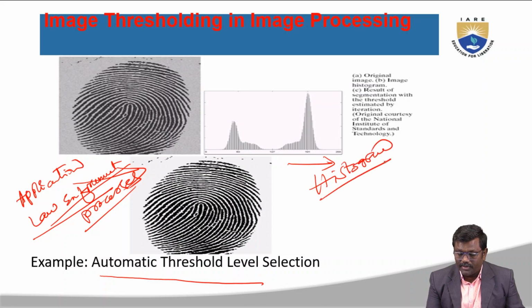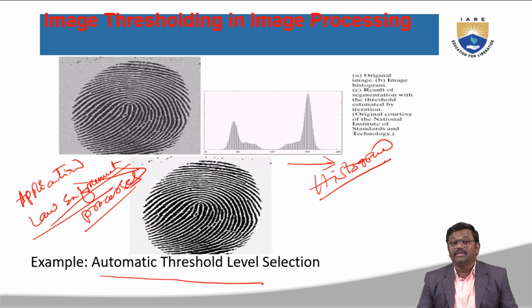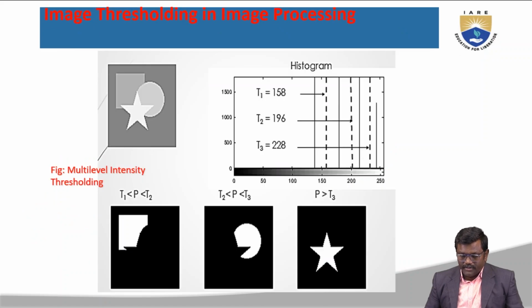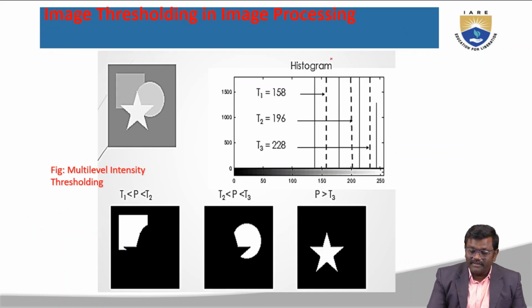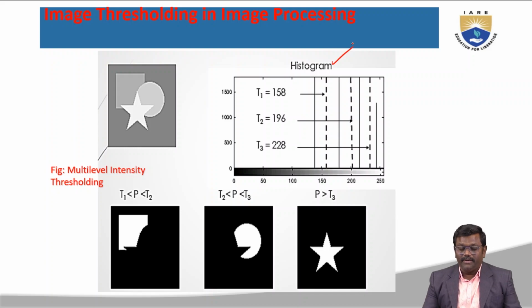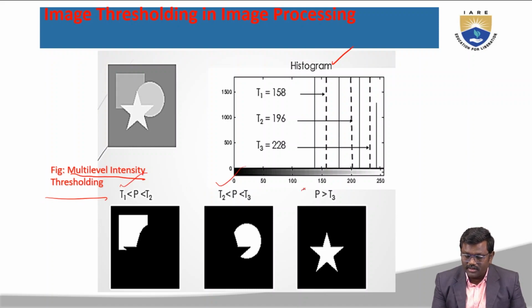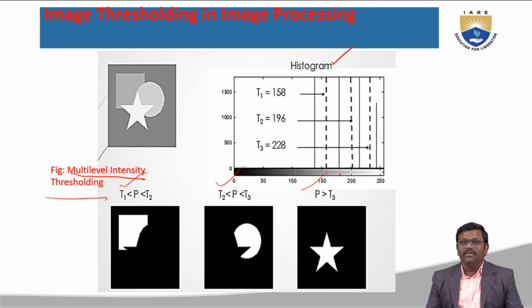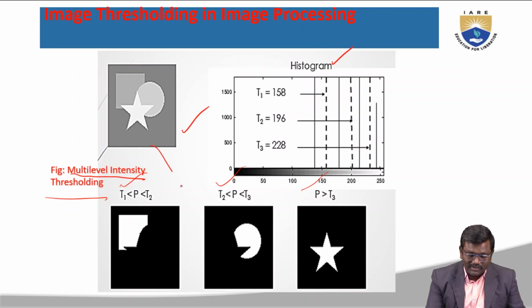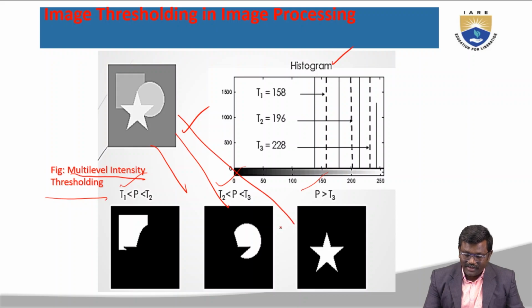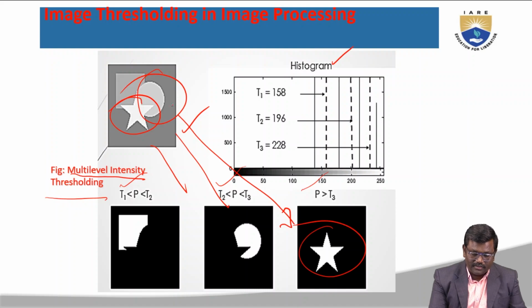Without the histogram method, we cannot define the relationship between a pixel and its intensity. Coming to the histogram, as I told you in continuation of the previous one, we concentrate on multi-level intensity thresholds. Multi-level means T1, T2, T3, etc. You take the image and separate each process. Here is a star, and here is a circle, which are connected in your image.